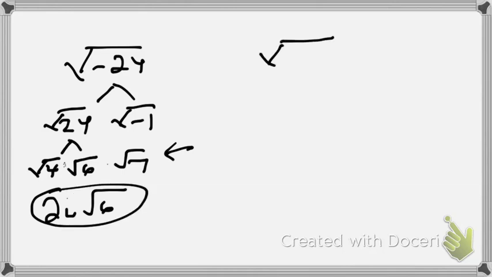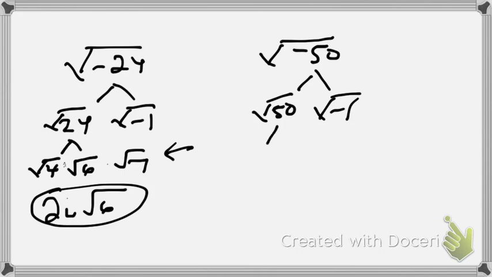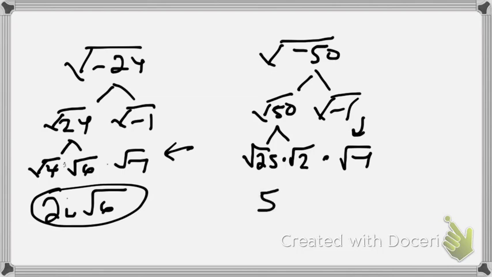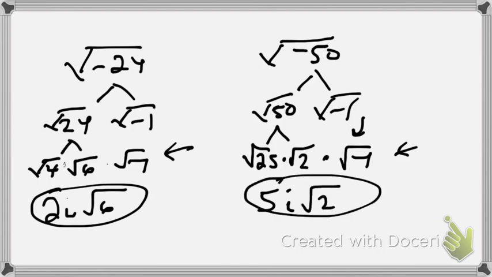How about the square root of -50? Alright, break this up. Square root of 50 times the square root of -1. Alright, 50 is not a perfect square. But what we can do is recognize that one of the factors of 50 is a perfect square. That's 25. So we can rewrite this as the square root of 25 times the square root of 2, and then bring this down here, times the square root of negative 1. So the square root of 25 is 5. The square root of negative 1 here is i, and then the square root of 2.